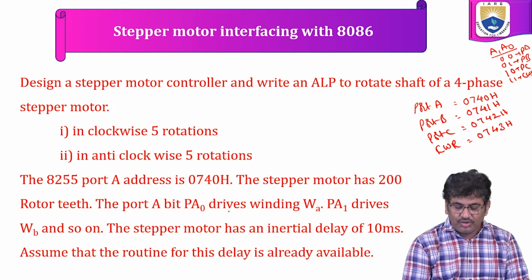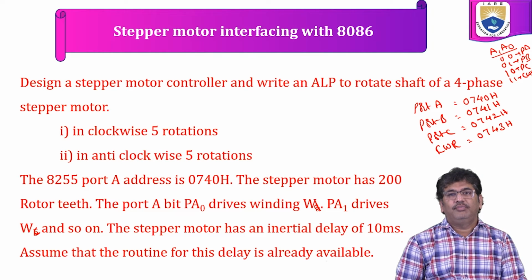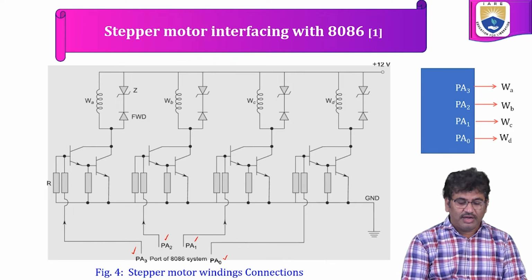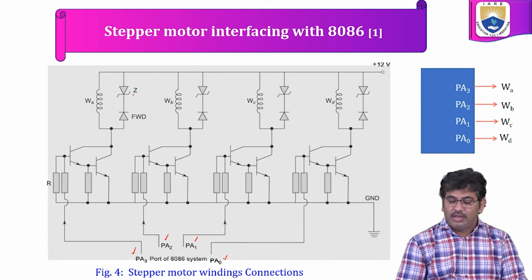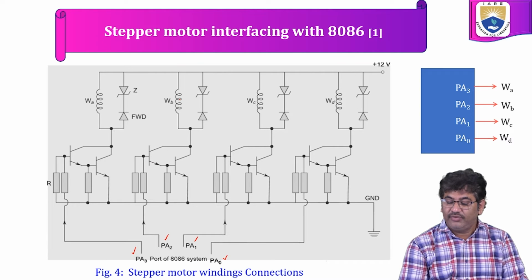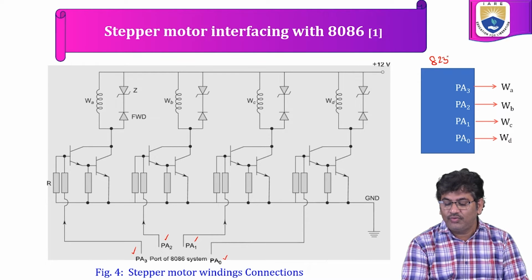So port A0 is for driving winding D, port A1 is for winding C, and winding B will be driven with port A2, and port A3 is used for driving winding A. So here port A3 bit is connected for winding A, port A2 bit for driving winding B, port A1 bit for winding C, port A0 bit is connected to winding D of 8255.